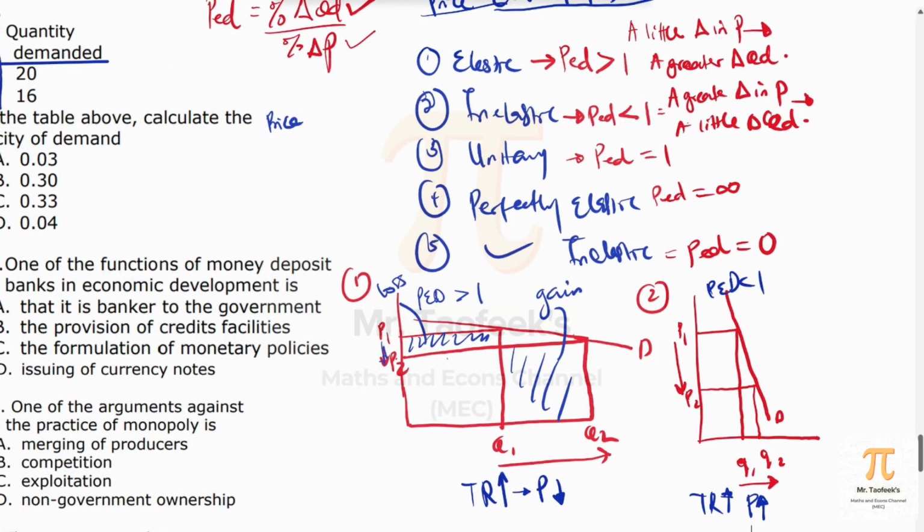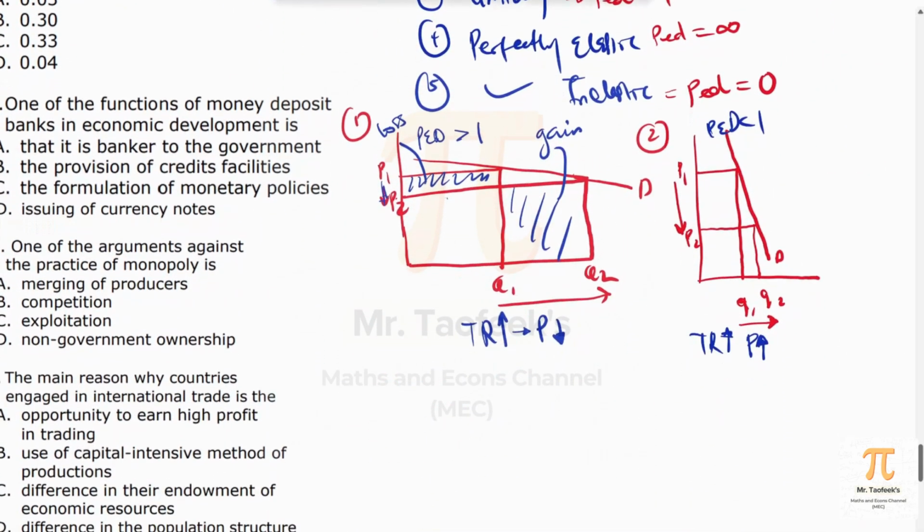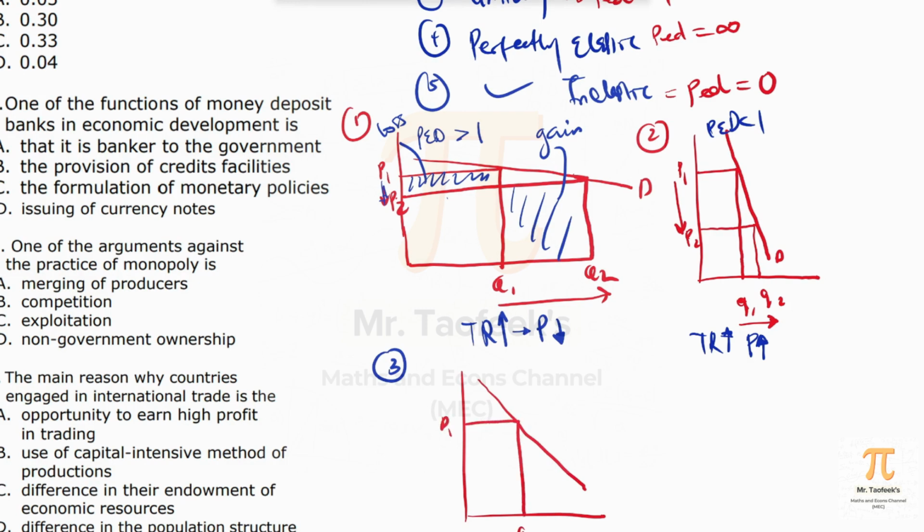So the diagram for unitary. The third one is just an equal amount, the demand line is about 45 degrees. So this changes almost the same thing. Price reduces by some amount, quantity increases by almost the same amount, right? P1, P2, Q1, Q2, something like that.